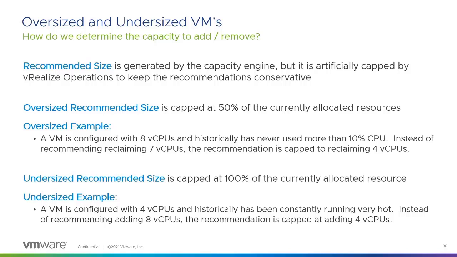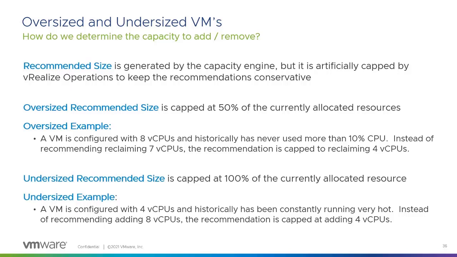You can see the example here. It says if the virtual machine has 8 vCPUs and never uses more than 10%, vRealize would not recommend taking away 7 virtual CPUs. The cap would come into play and say only reclaim 4 vCPUs. This is done to be more conservative, so you can gradually step down the allocation of resources to the virtual machines and eventually come to the right size over time. It helps avoid really big, drastic changes that could come into play for VMs that are very oversized.